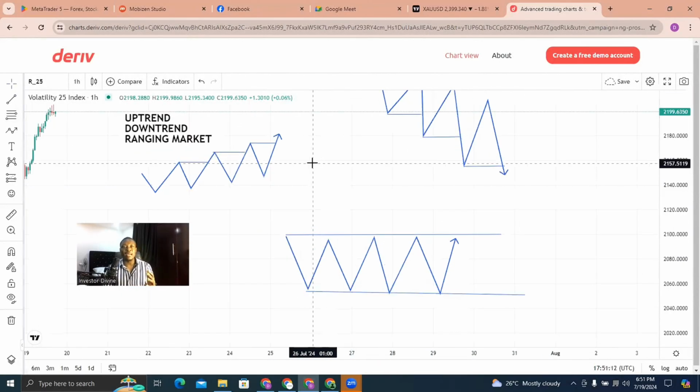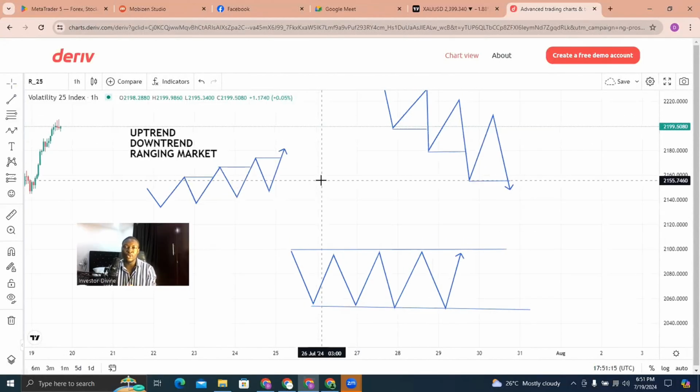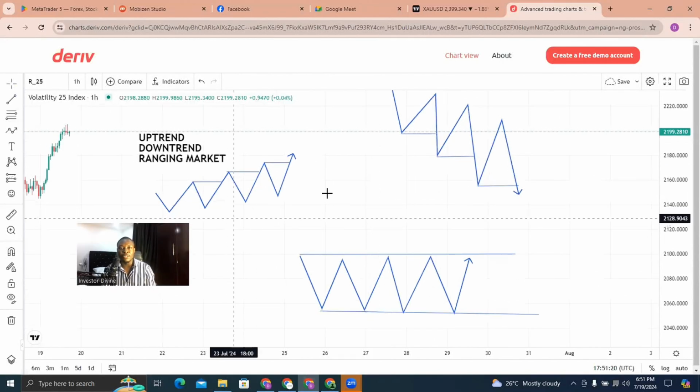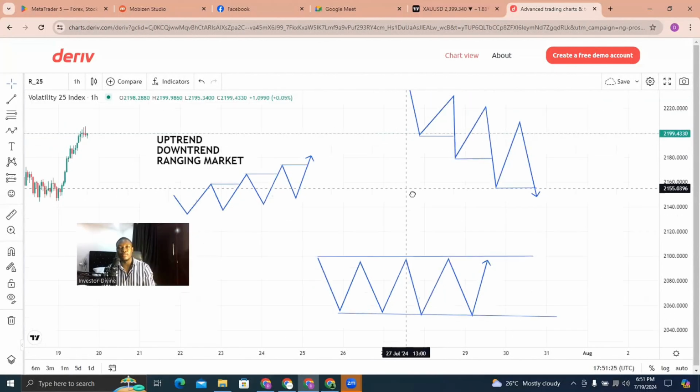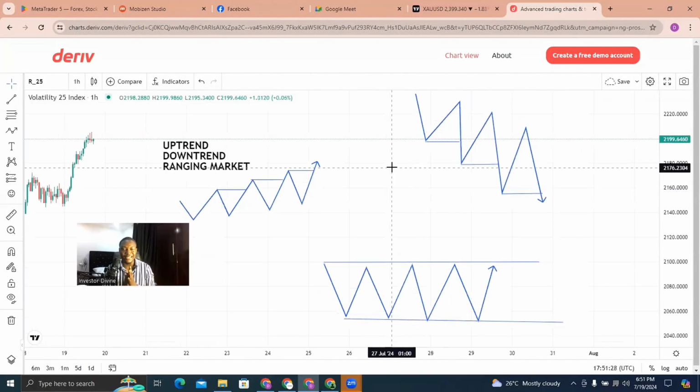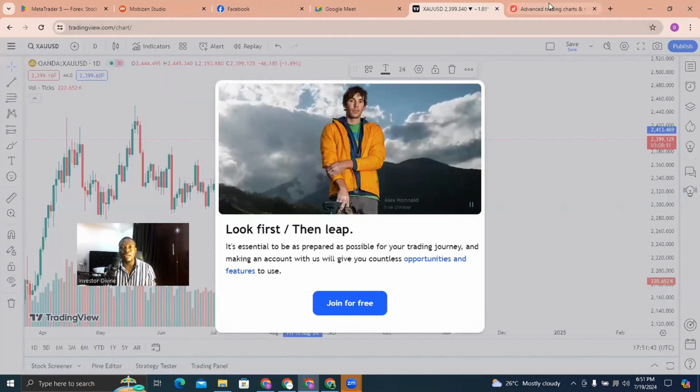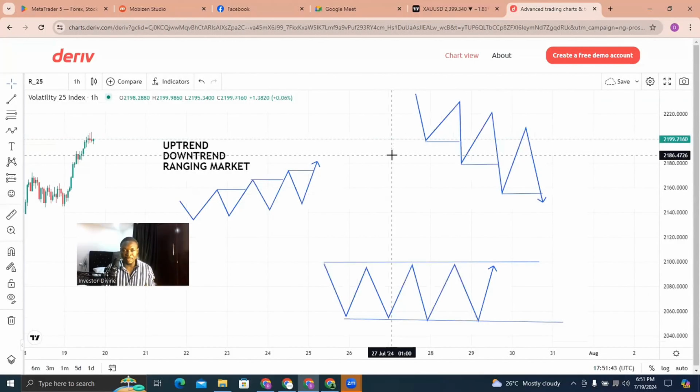So these are the three scenarios you can encounter whenever you come to your chart to analyze. You can either see an uptrend or a downtrend, or you see a ranging market. This is what you should identify first whenever you come to your chart. Maybe you are analyzing in the synthetics market or the currency market. They both mean the same thing.